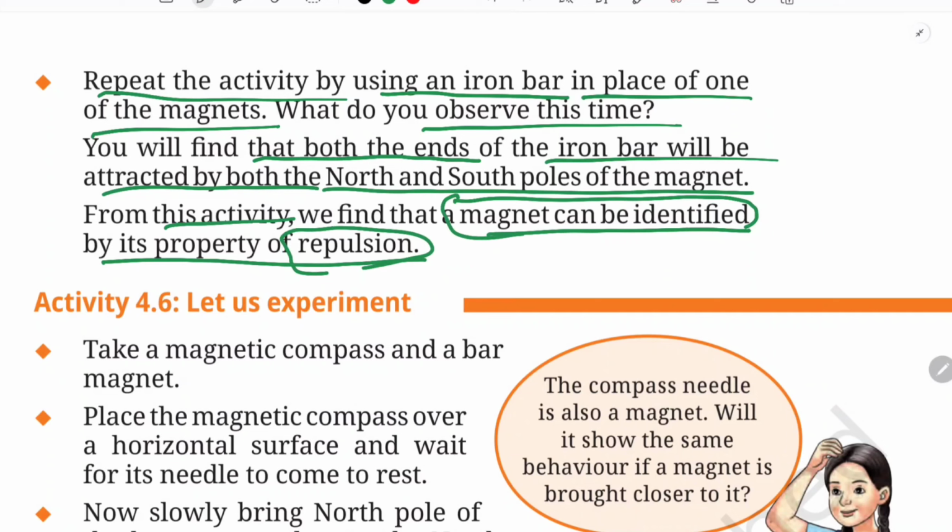In case we use two magnets, then what happens? Two magnet bars, then what happens? Opposite poles will attract each other, and the same poles will repel each other. That is, unlike poles attract each other and like poles repel each other. So this is the concept.